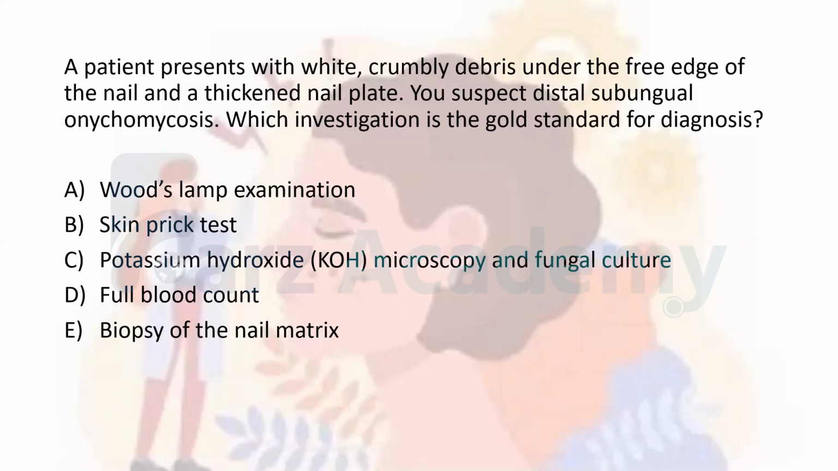KOH microscopy and fungal culture. Right. So you will have to do a KOH microscopy and a fungal culture. You will take nail clippings and nail scrapings to do this. So this is the gold standard investigation. Before starting oral antifungals, you will have to confirm that the patient has onychomycosis, and you will start the treatment after that.